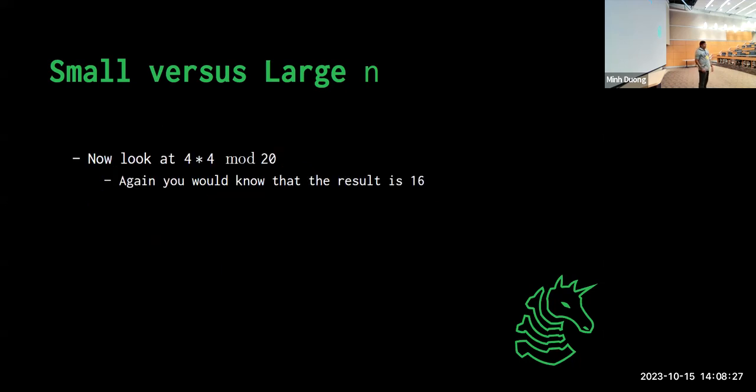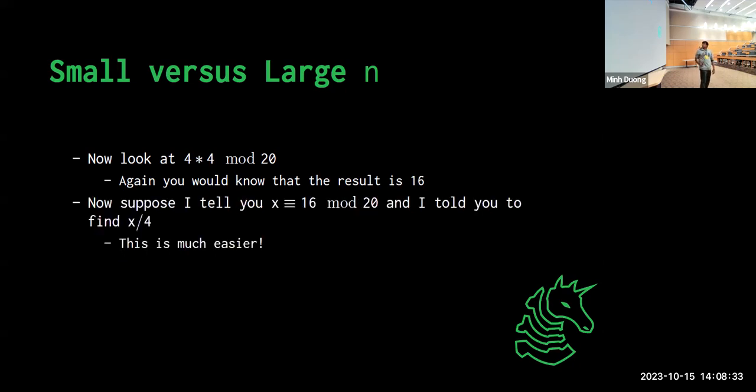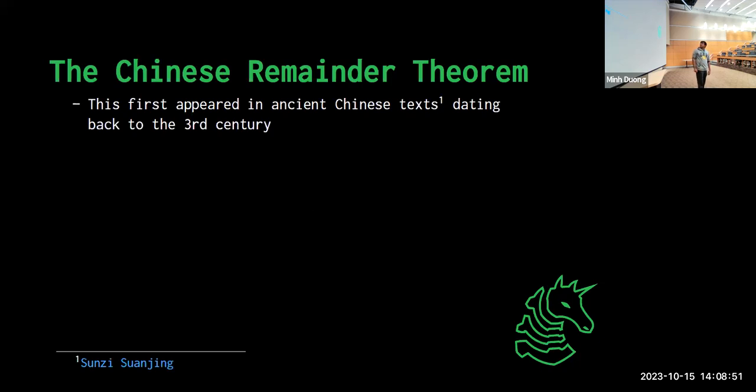Now, suppose you know 4 times 4 mod 20, which is 16, as you just do the multiplication. However, what if I told you to divide it by 4? Our modulus is going to divide by 4, 16 is going to divide by 4. It's a lot easier this way as well. So can we use this to our advantage is the big question. And the answer is yes, we can.